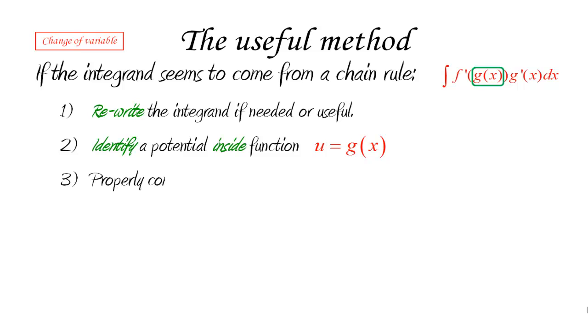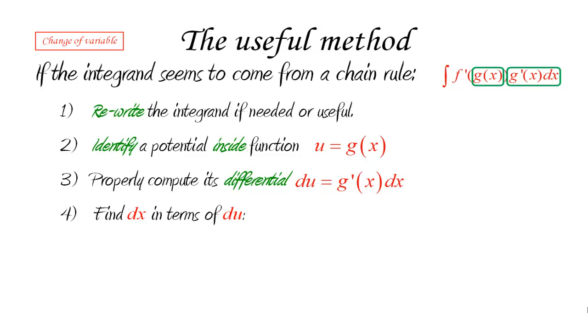Now, next, what we're going to do is we're going to properly compute its differential. Remember, the differential of a function is going to be given by the product of its derivative times the differential of the original variable. So you can think of u as a function of x, or you can think of u as the new variable. That's why we call this thing the change of variable method. Okay? Now next, we're going to use this formula we found relating differentials to figure out what dx is in terms of du. So the general formula is that dx is going to be equal to du divided by g prime of x, and in each particular situation it will be something different.